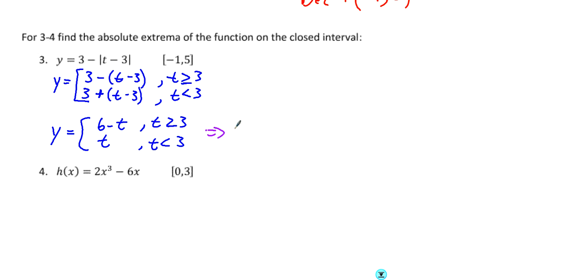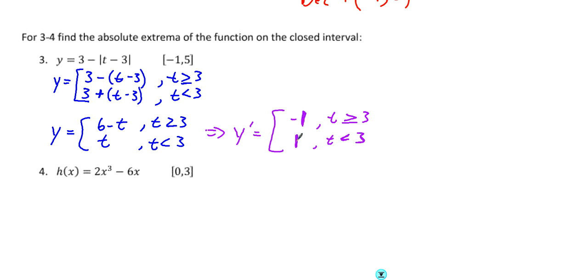Now we find the derivative. So y prime. The derivative of the top one is going to be -1, and the derivative of the bottom one is going to be 1. And this is when t is greater than or equal to 3, and this is when t is less than 3.